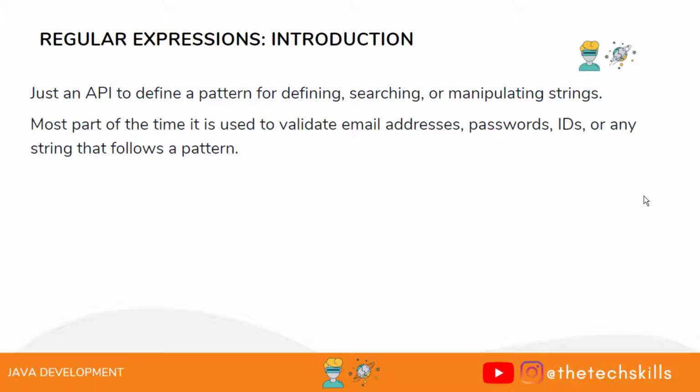A regular expression is just an API to define a pattern for defining, searching or manipulating strings. Most of the time it's used to validate email addresses, passwords, IDs, or any string that follows a pattern. For example, an email address has the name at something dot something. So it's a pattern that it follows, and as a developer you have to define what pattern that string should follow, and you can manipulate the string, search if it really matches or not, and more.